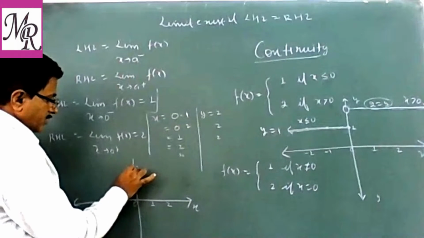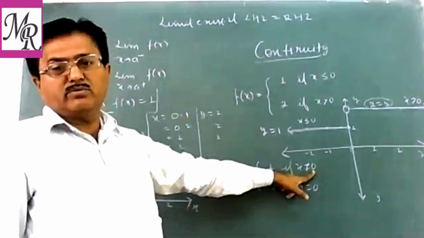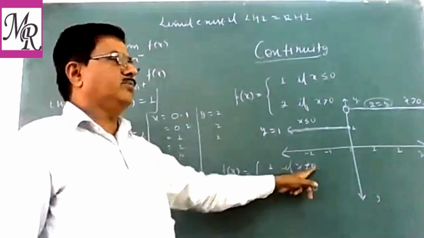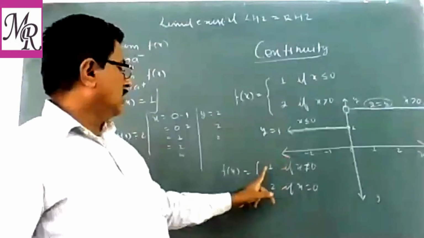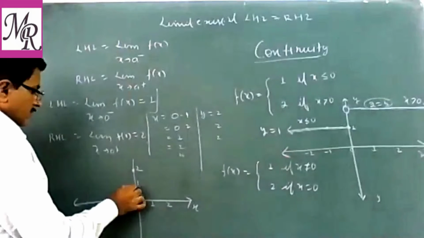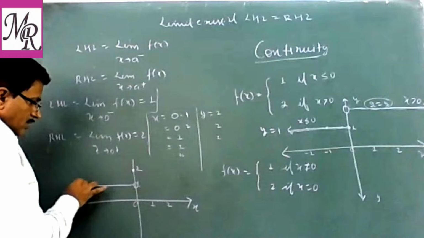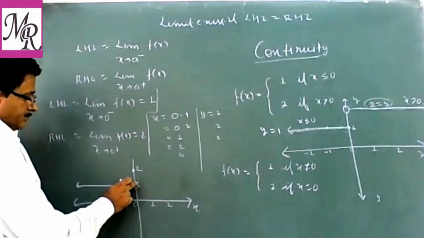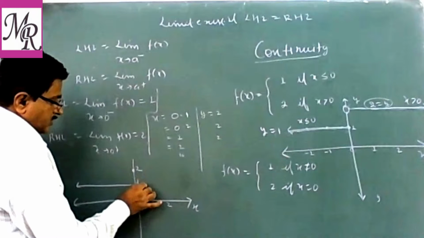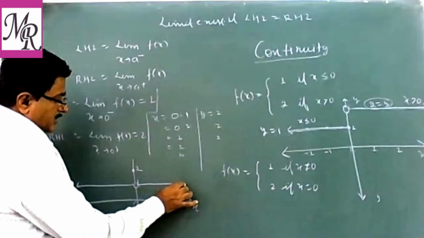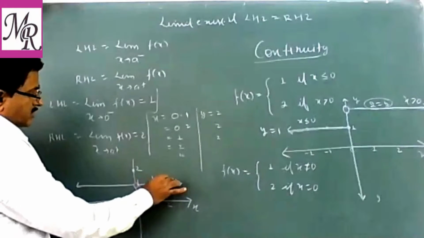This point. But when x not equal to 0, that means when we are taking negative and positive values, like x equal to -1, -2, -3, the value is 1. And when we are taking x equal to 1, y is 1; x 2, y 1; x 3, y 1. So here the value of y is a constant.